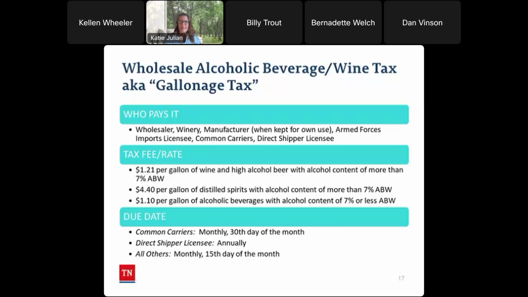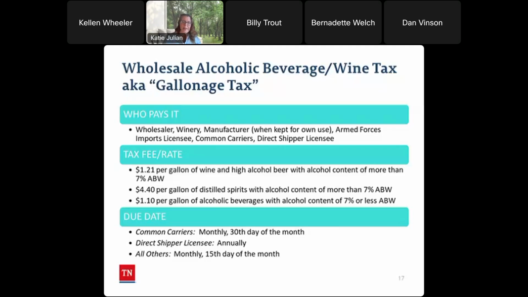So Tennessee levies a tax on every gallon of alcoholic beverage sold or distributed in this state. Generally, this tax is paid by wholesaler distributors. Depending on the manner of distribution, manufacturers, common carriers, direct shippers, and wineries may be responsible for collecting this tax. And we're going to break that down just a bit here for a minute.